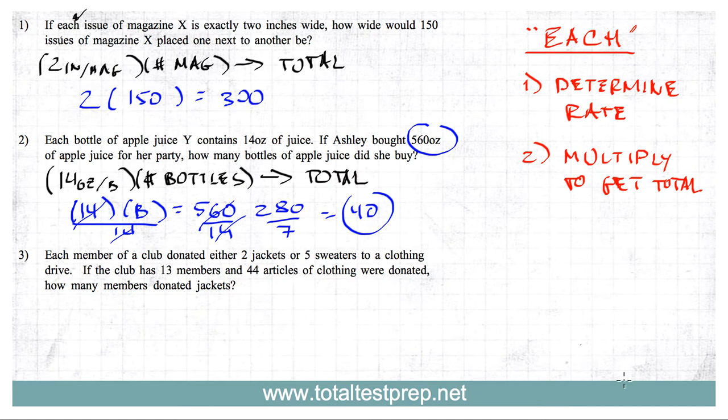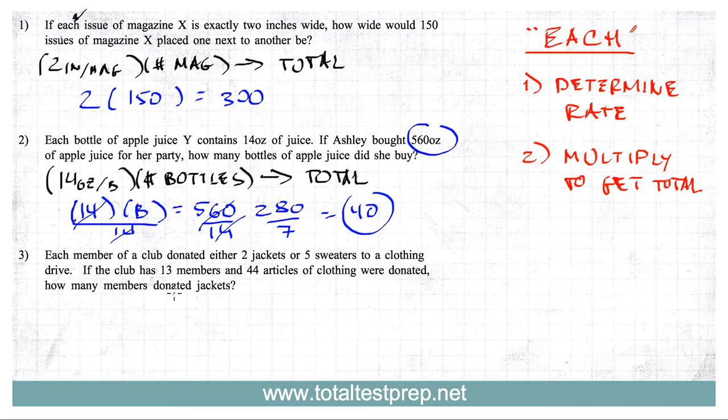Now let's take a look at one more question. It's a little bit more complicated. In question 3, we're told that each member of a club donated either 2 jackets or 5 sweaters to a clothing drive. If the club is 13 members and 44 articles of clothing were donated, how many members donated jackets?